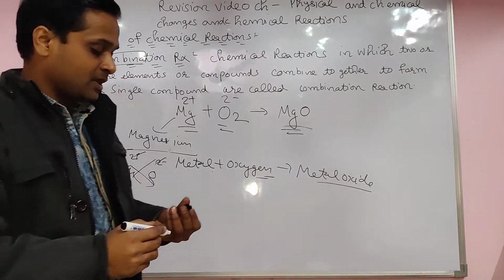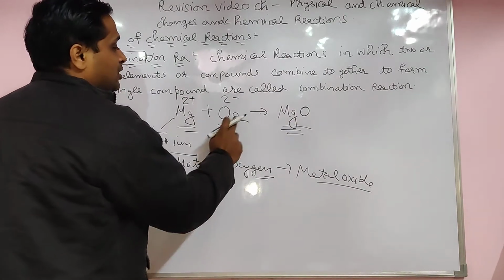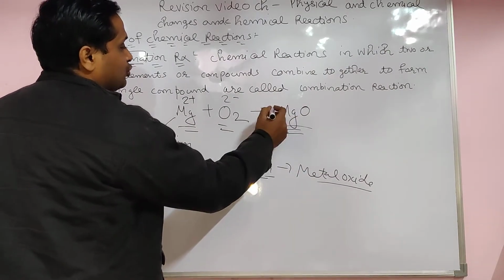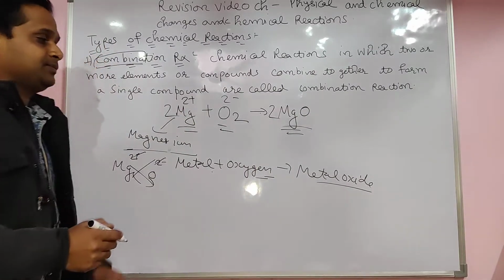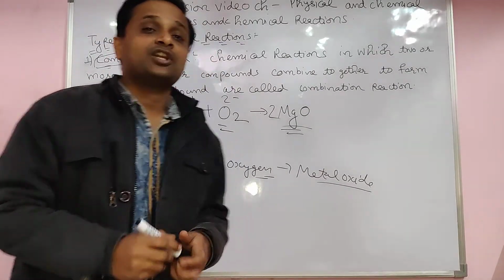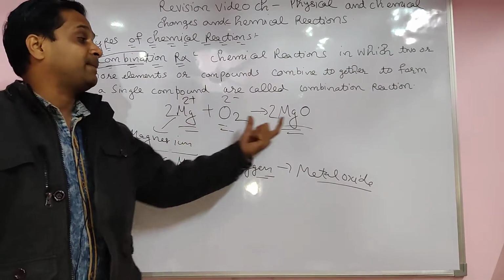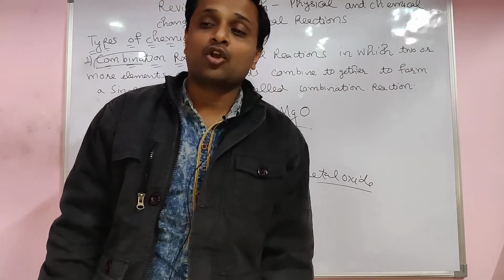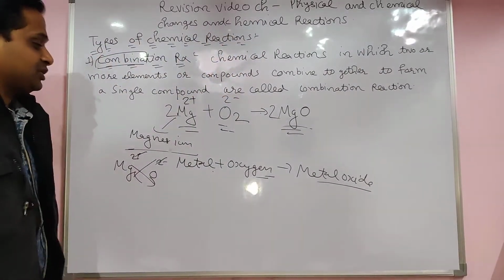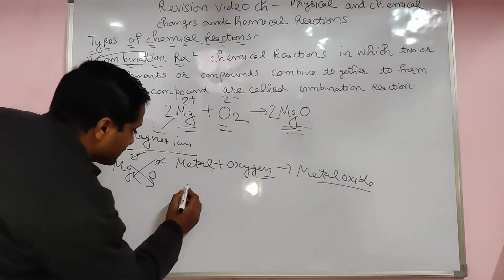This is the way. And you balance the reaction also. Magnesium 1 here, magnesium 1 there. Oxygen 2 here, oxygen 1 there, so you should multiply by 2. But now magnesium is 2, so it is now balanced. So this is the combination reaction. When two or more elements or compounds combine with each other and give us one compound, that reaction is called a combination reaction, students. Any other reaction we can see?